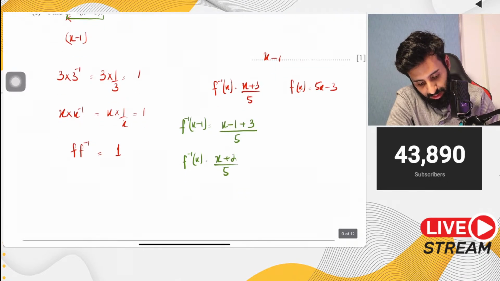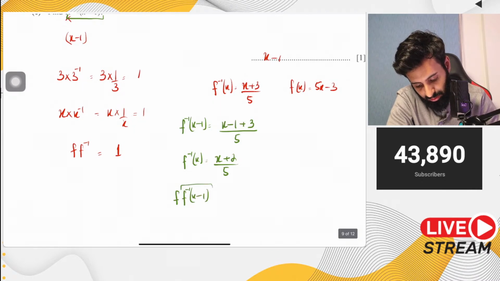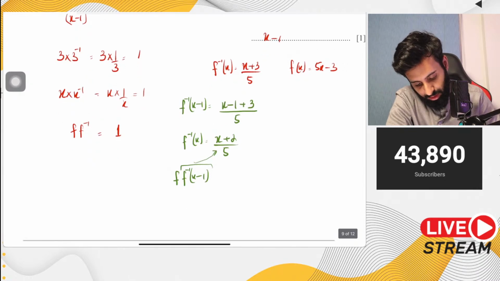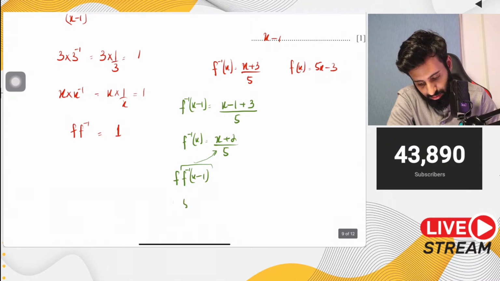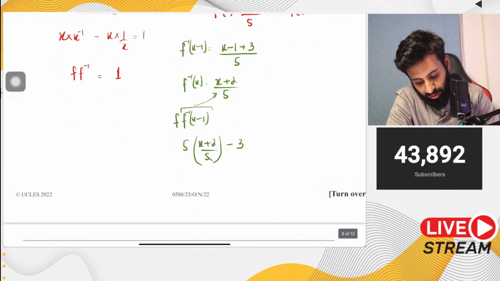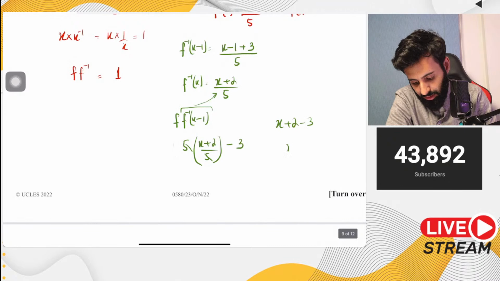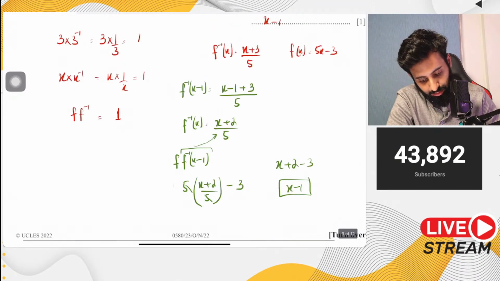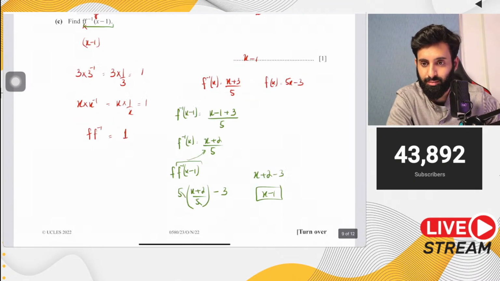Now when the question says f of f inverse of x minus 1, now that we know what f inverse of x minus 1 equals to, we will plug this in function f. So that means here we now have 5 into x plus 2 upon 5 minus 3. So this 5 and this 5 gets cancelled out. And here you have x plus 2 minus 3, which is equal to x minus 1. ये लो बेटा, वही बात, खुदा पहाड़ निकला चूहा.